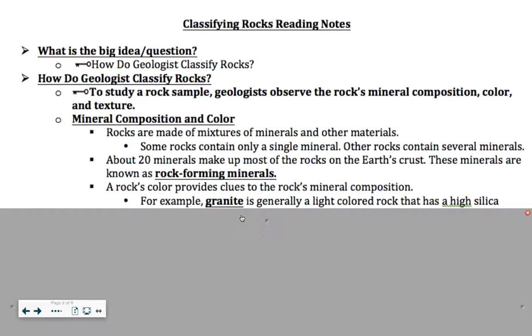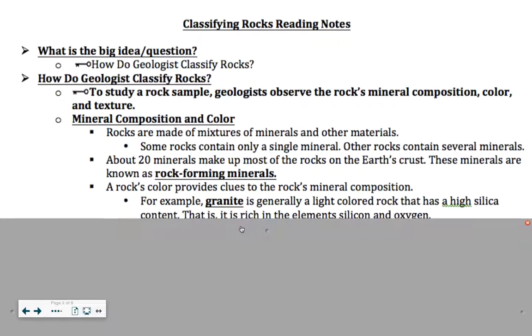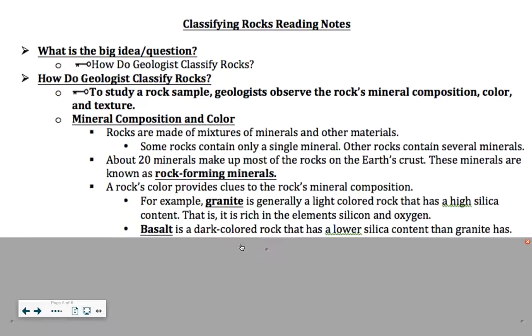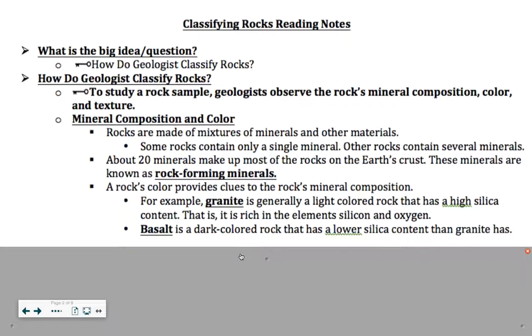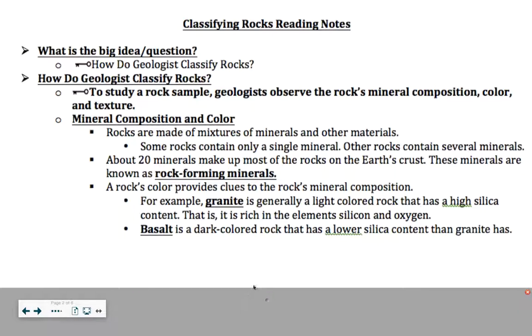For example, granite is generally a light-colored rock that has a high silica content. What that means is that it is usually rich in the elements silicon and oxygen. Basalt is another type of rock that is dark-colored and has a lower silica content than granite. So it doesn't have very much silicon and oxygen.